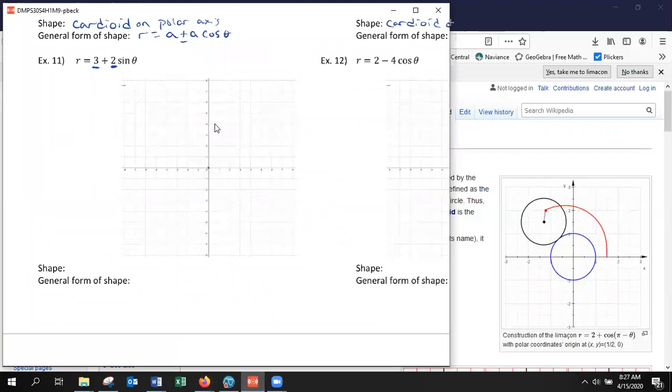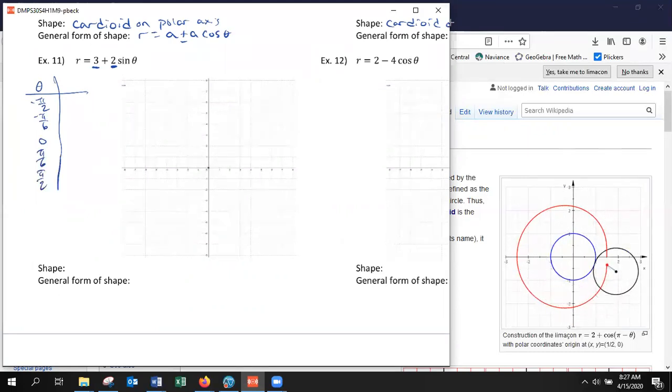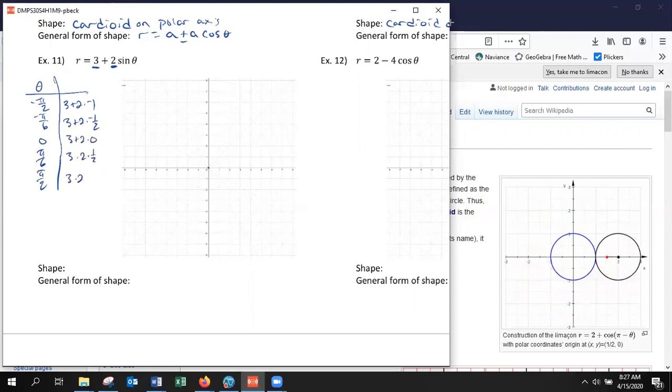So how do we graph this? This is where, once again, as I make my quick points, I start off with what happens if I have my theta as 0. I always like to look at my quadrantals. Now, because this is sine, maybe I should work with quadrants -1 and 1. So I'm going to take that back. Let's go negative pi over 2, negative pi over 6, 0, pi over 6, and pi over 2. So this is 3 plus 2 times -1, 3 plus 2 times -1/2, 3 plus 2 times 0, 3 plus 2 times 1/2, and then 3 plus 2 times 1.